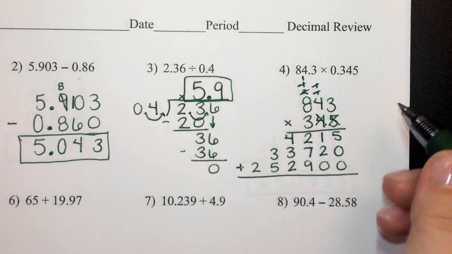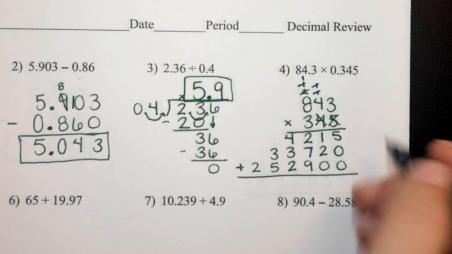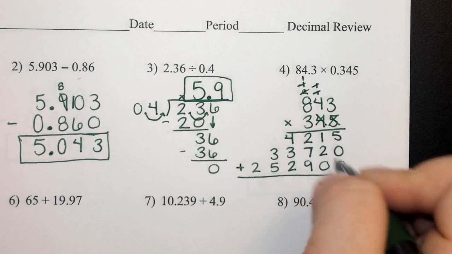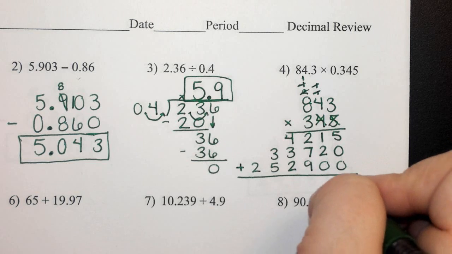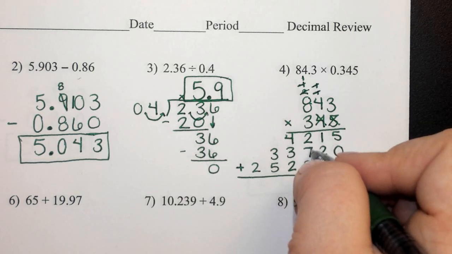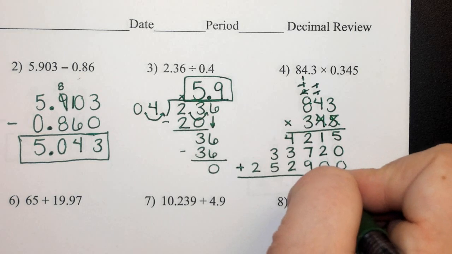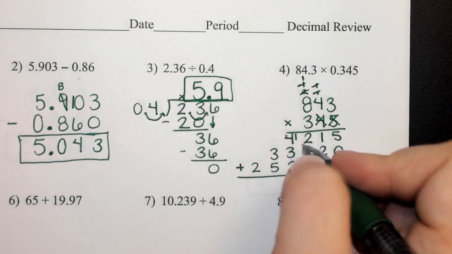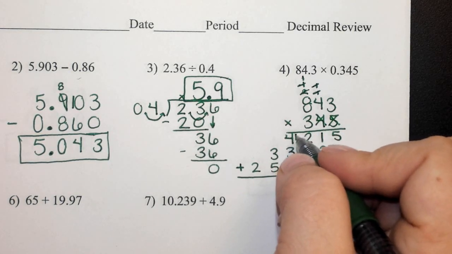Okay, so now we're ready to add those up. 5, 0, and 0. 1, 2, and 0. 3. 2 and 7 is? 9, plus 9 more is? 18, carrying the 1. 1 and 4 gives me 5.